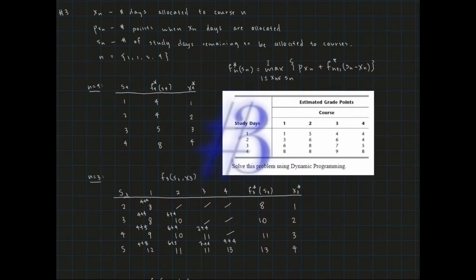Let's do problem number 3. So number 3 is a classic resource allocation problem using dynamic programming. Here, the resources are the number of days we have to study. And the groups that we're allocating these resources to are the courses that we have, 1, 2, 3, 4 different courses. So now the courses define the stages, which, again, are the groups that we allocate the resources to.